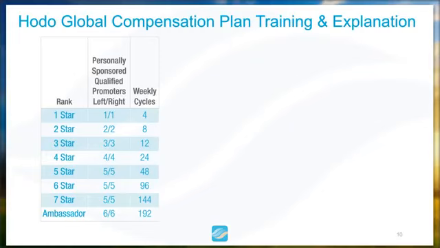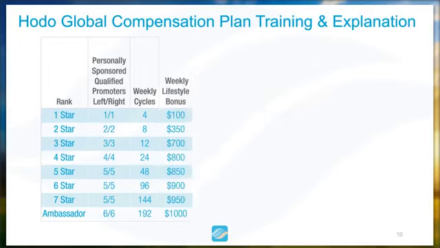So please make a note that the word "qualified" in that column should say "active." And remember, what active means is that you've sold a subscription to yourself or to somebody else, and you're maintaining that 50 or 25 PV a month to keep it active, okay? And I think it's pretty self-explanatory as you go up in rank what you need left and right and how many cycles you need to get to that rank.